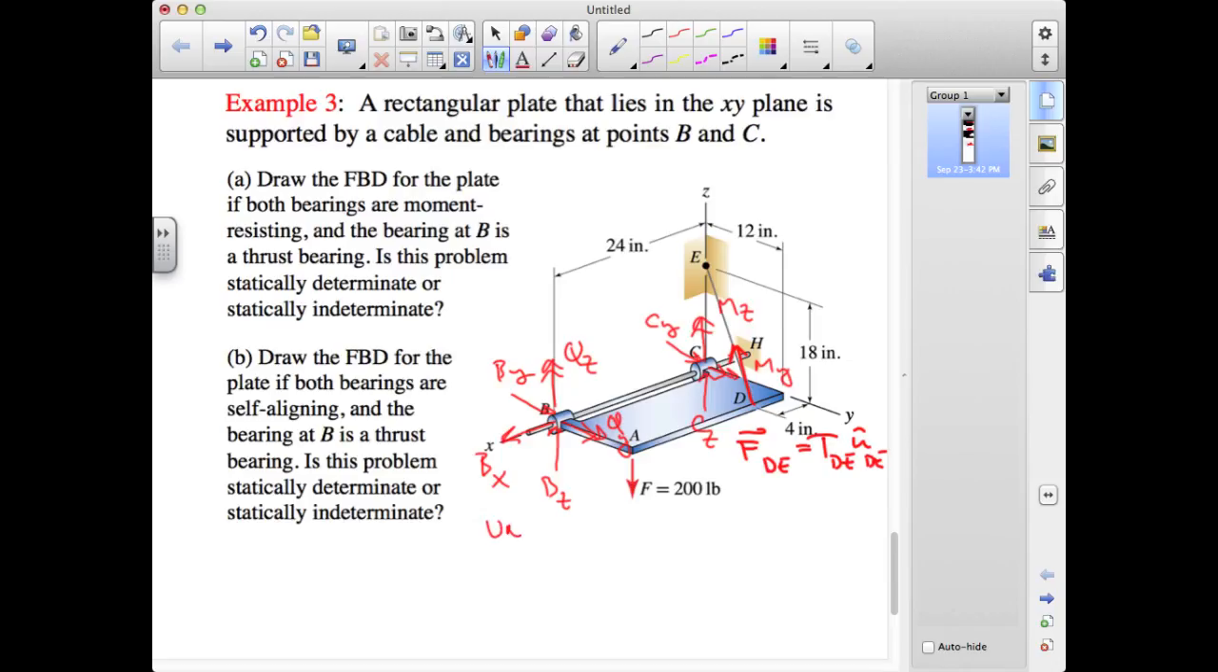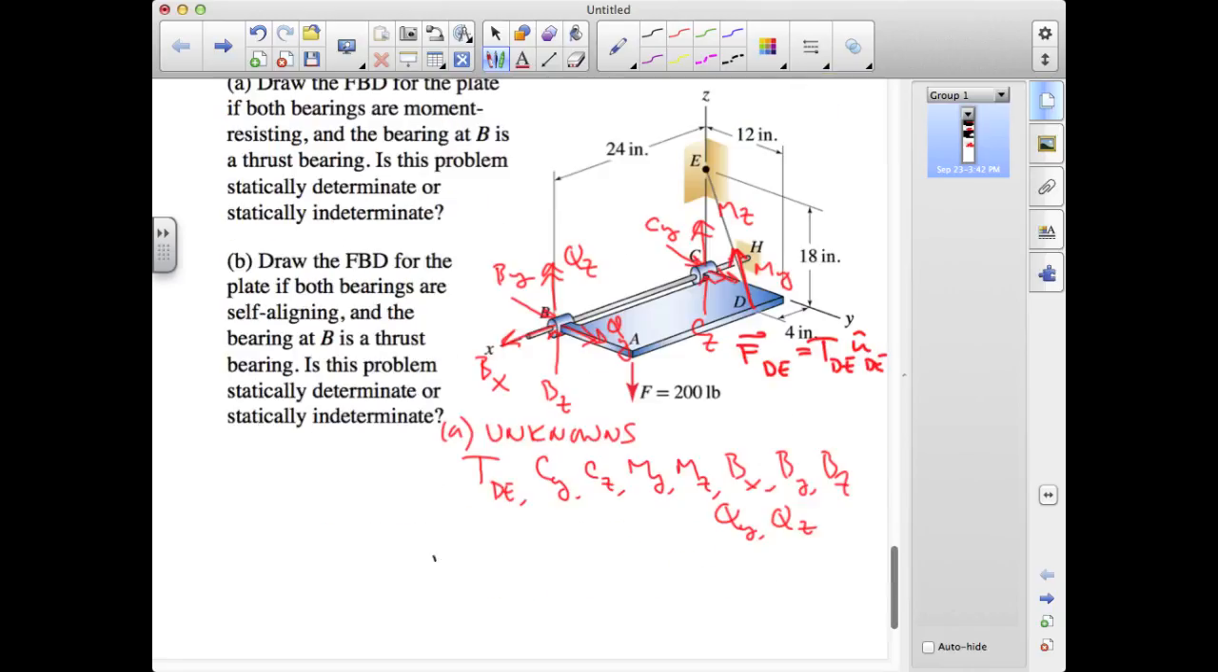And if we look at the unknowns for this problem, for part A, we're going to have 10. We have the tension in DE. We have 4 component reactions at C. And we have 5 component reactions at B. So N equals 10 versus 6 equilibrium equations. And that's going to be a statically indeterminate problem. We've got four more reactions than we do equilibrium equations.